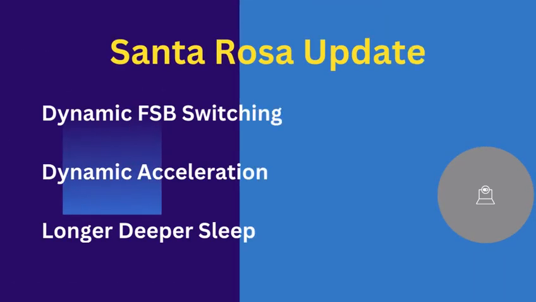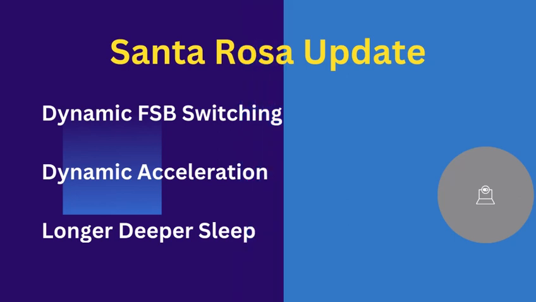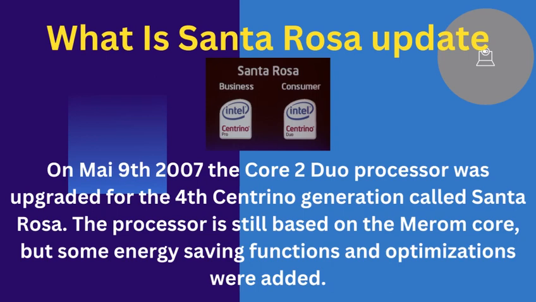Now let's talk about the Santa Rosa update. As you can see on the screen, dynamic FSB switching, dynamic acceleration, and longer, deeper sleep. Now, what is the Santa Rosa update? On May 9th, 2007, the Core 2 Duo processor was upgraded for the fourth Centrino generation called Santa Rosa. The processor is still based on the Merom core, but some energy saving functions and optimizations were added to it.